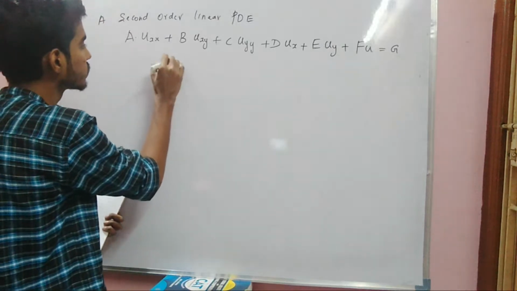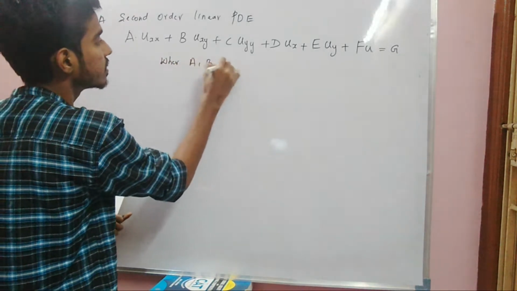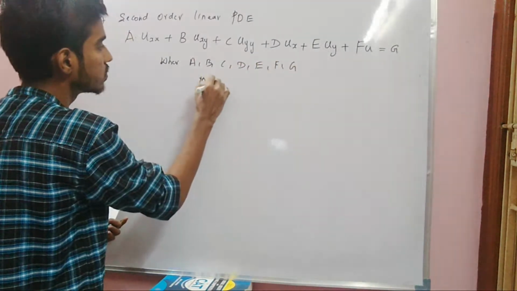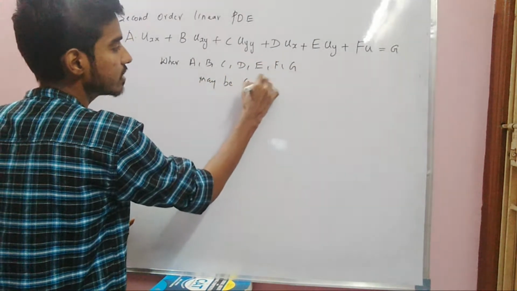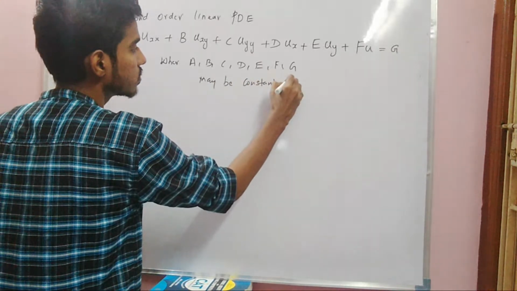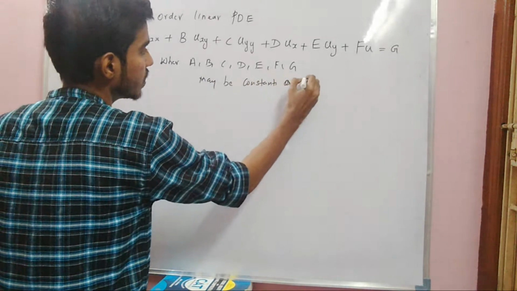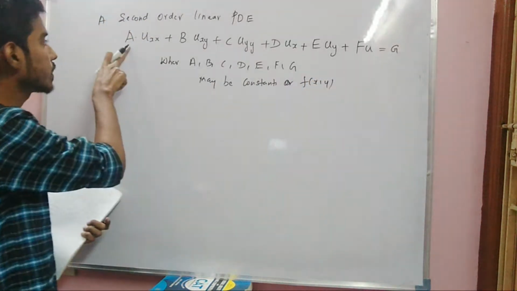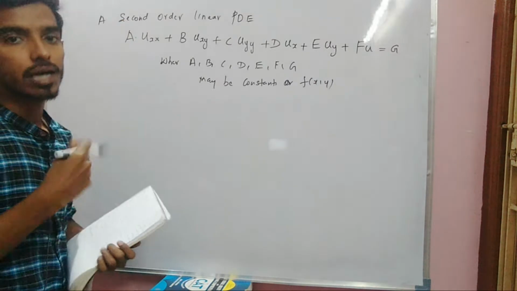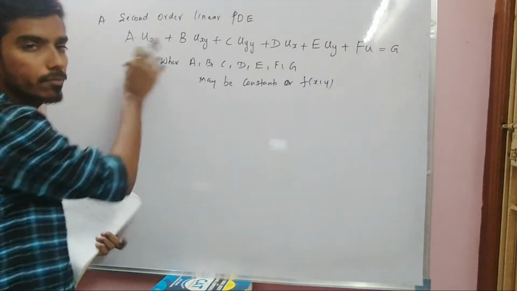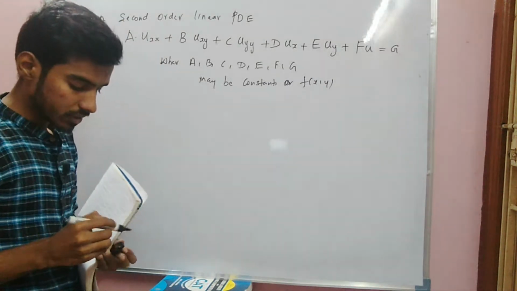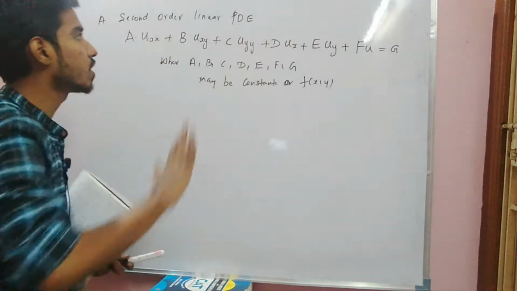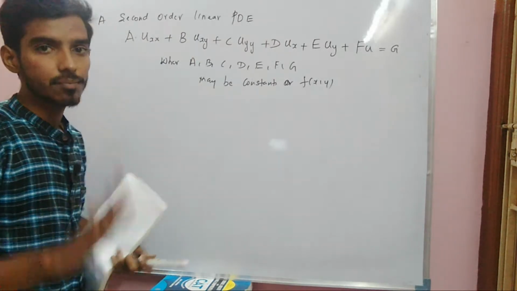Where A, B, C, D, E, F, G may be constants or they can be functions of x comma y. For example, we can have x uxx, or it can be xy uxx, or it can be 2 uxx. It can be anything. Either it can be a constant or it can be a function of x and y. So this is the general form for a second order linear PDE.